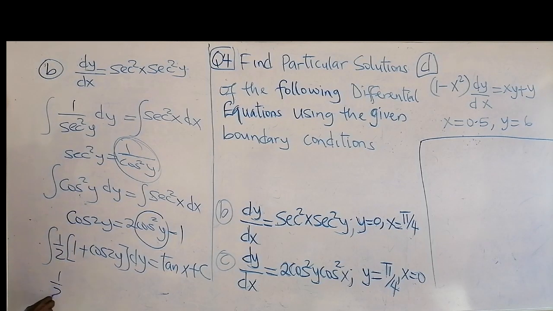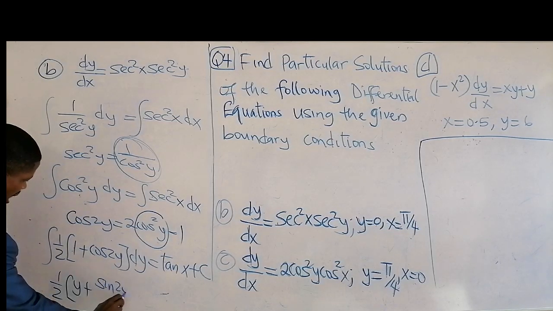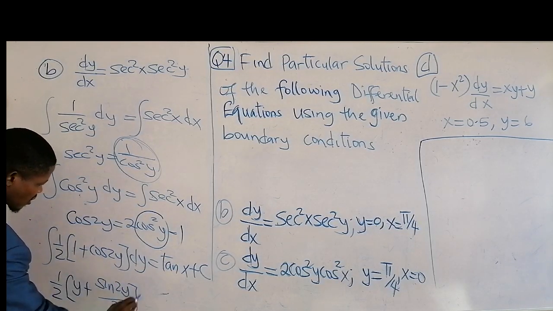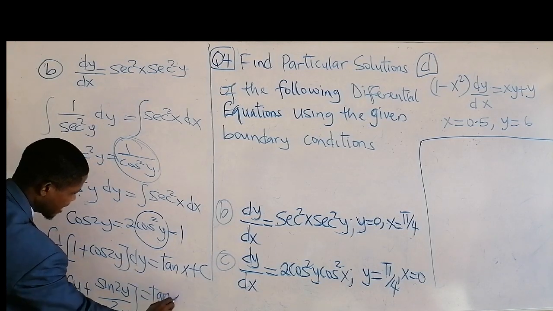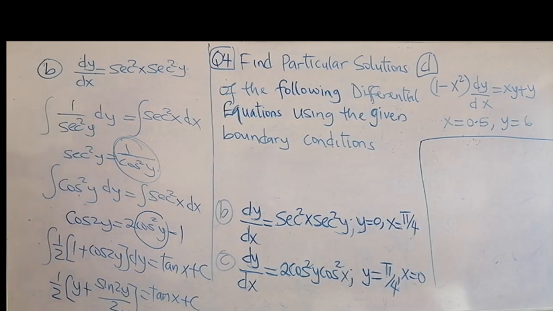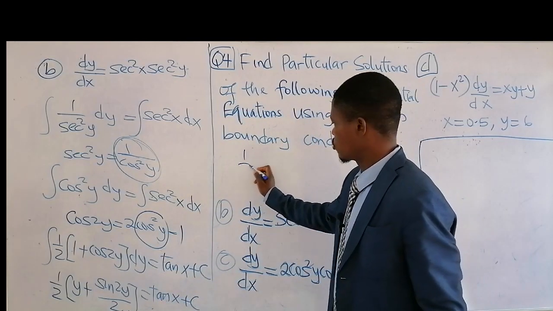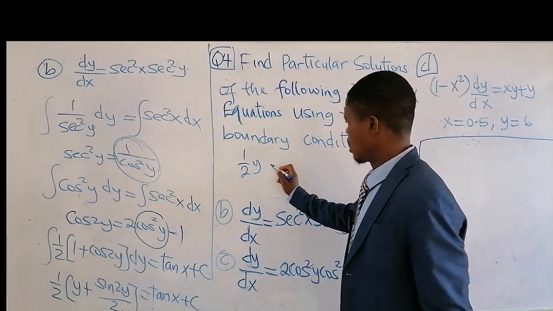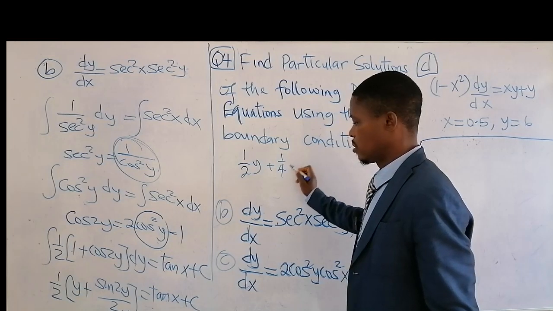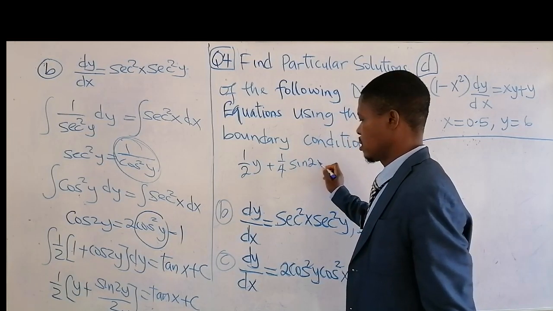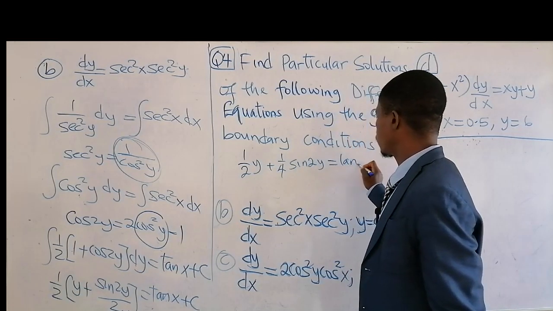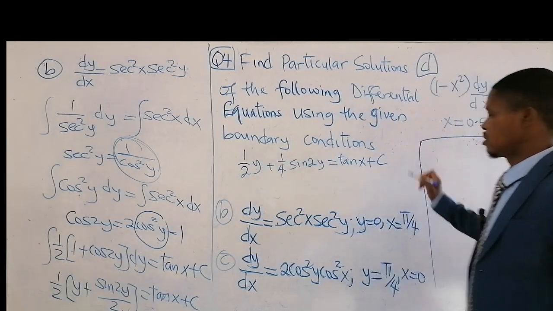Let's get this one. So this will be half, integral of 1 is y, plus integral of cos 2y, that will be sine 2y over 2, equal to tan x plus c. So you can open these brackets. If you open the brackets, you're going to have 1 over 2 y plus 1 over 4 sine 2y equals tan x plus c.